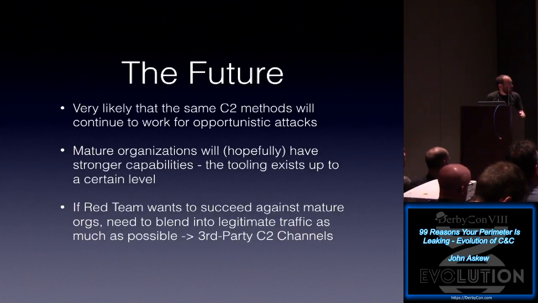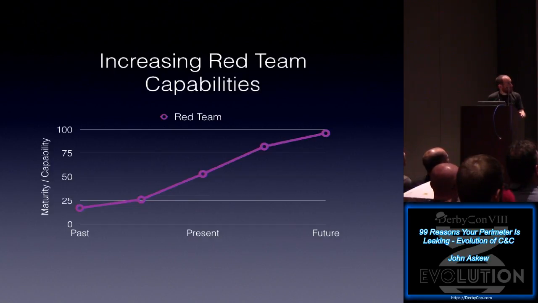But on the red team side, if we want to be able to succeed against these mature organizations, we're going to need to blend more and more into that legitimate traffic as much as possible. And that's going to include those third-party channels. So the next thing I want to talk about is how we take this and we start to increase those capabilities.